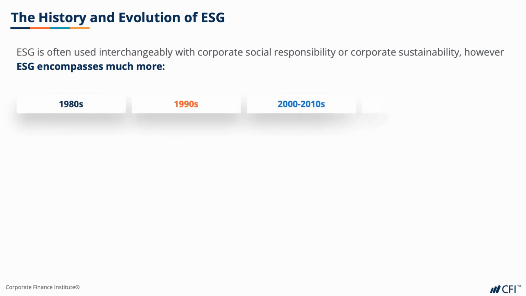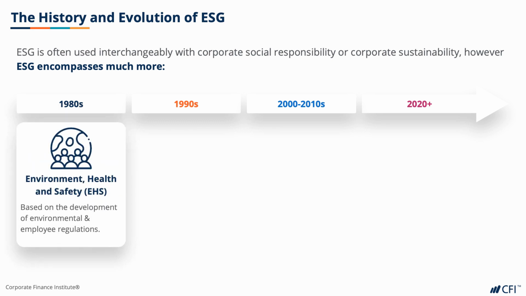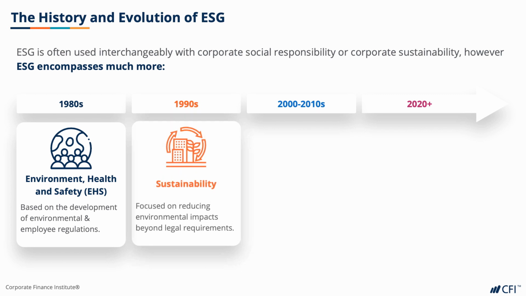The early underpinnings of ESG came from the growing recognition that environmental and employee issues were material to a business. EHS, or environmental health and safety, was based on the development of and the subsequent compliance with environmental and employee regulations, which evolved into the idea of corporate sustainability, or a company's approach to minimizing their adverse impacts on the environment beyond what was legally required.